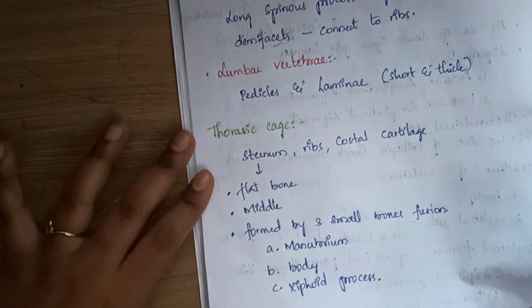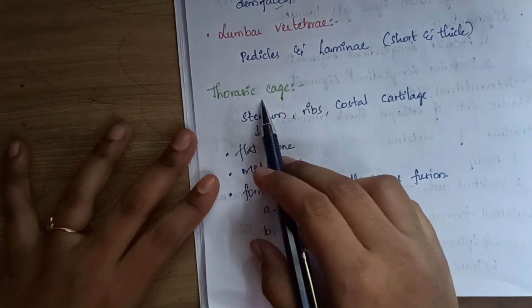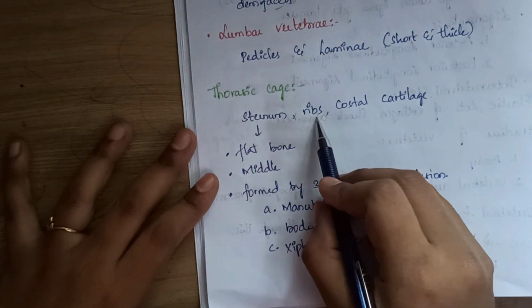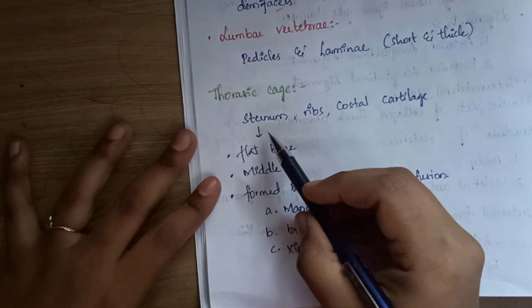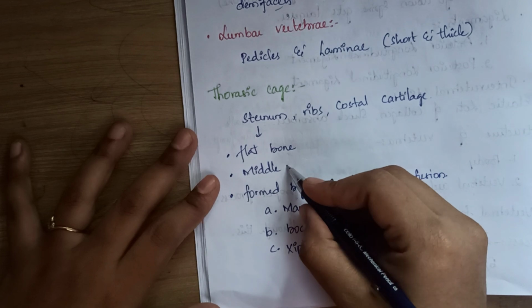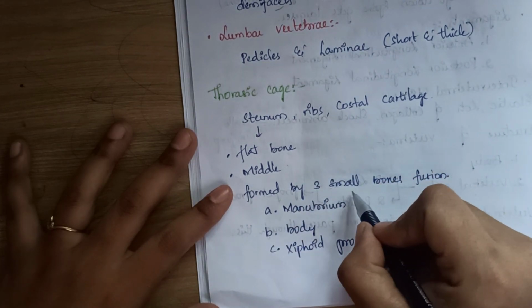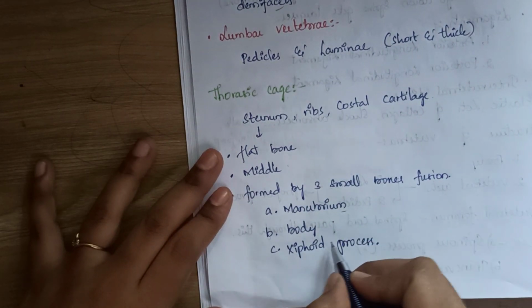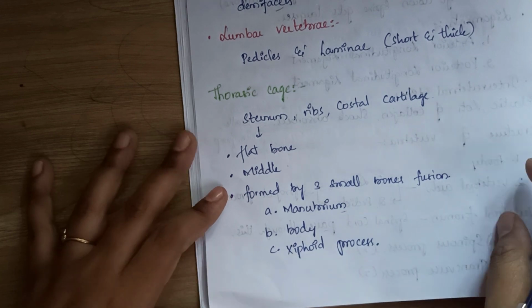Next, coming to the thoracic cage. The thoracic cage consists of the sternum, ribs, and costal cartilage. The sternum is a flat bone in the middle of our body, formed by the fusion of three bones, that is the manubrium, body and xiphoid process.